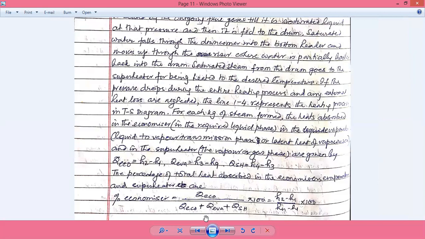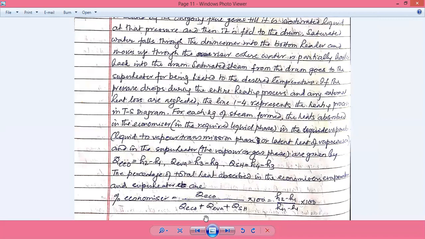For each kg of steam formed, the heat absorbed in the economizer in the liquid state, in the evaporator during the liquid to vapor phase transition or latent heat of vaporization, and in the superheater are given by these equations. Q economizer is H2 minus H1, Q evaporator is H3 minus H2, and Q superheater is H4 minus H3.